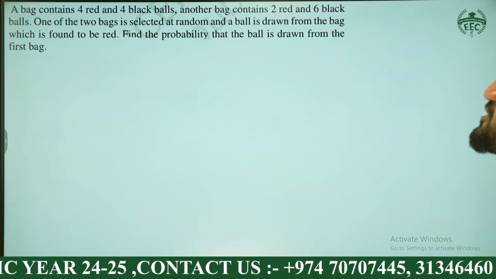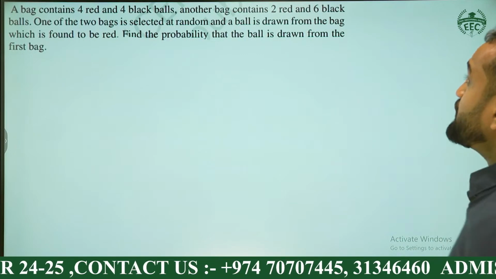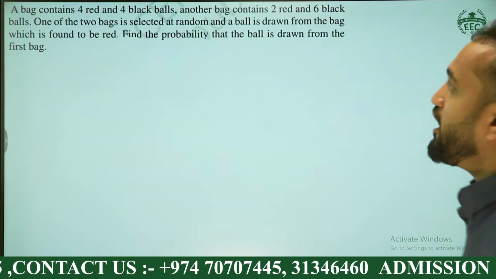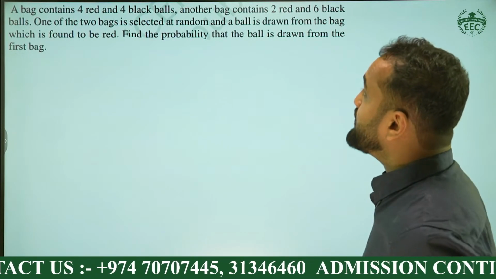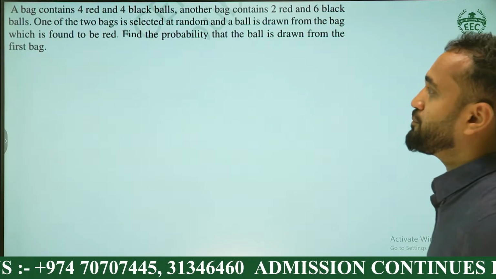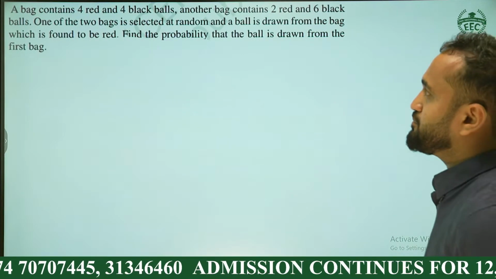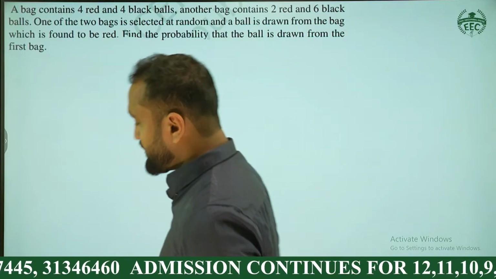A bag contains 4 red, 4 black balls. Another bag contains 2 red, 6 black balls. One of the two bags is selected at random and one ball is drawn from the bag, which is found to be red. Find the probability that the ball drawn is from the first bag.